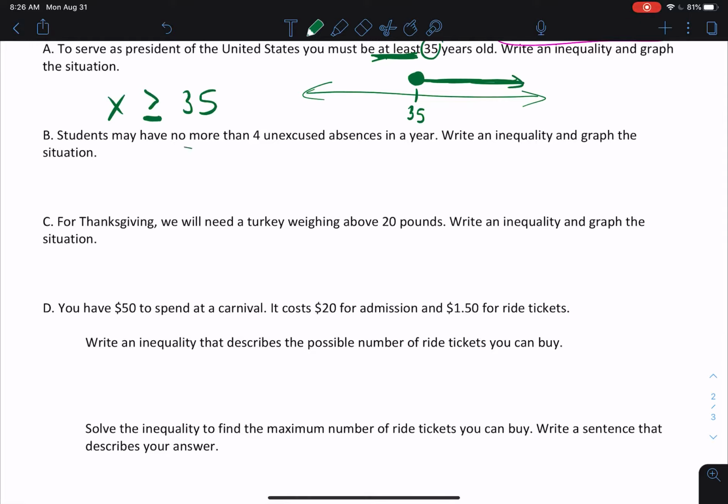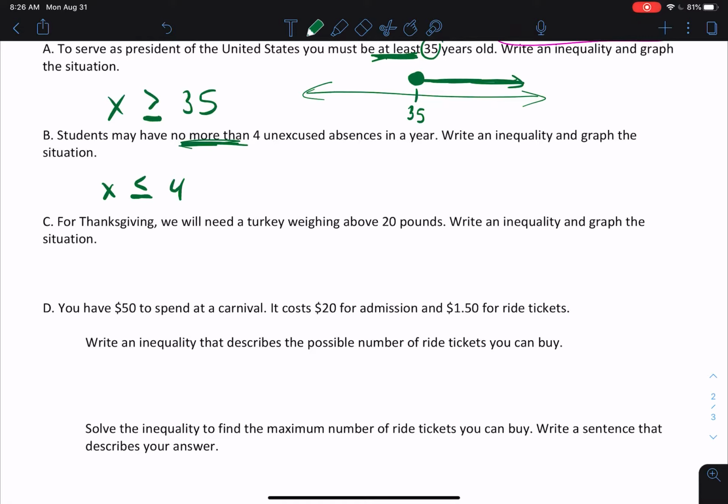Okay, so no more than 4. Okay, so what's the relationship between x and 4? Can they have 4 unexcused absences? Yes. They can have no more than 4. They can't have 5, 6, 7, 8, whatever. But they can have 4, so there is equality. All right? And they can have no more than 4. So they have to have stuff that's less than or equal to 4.